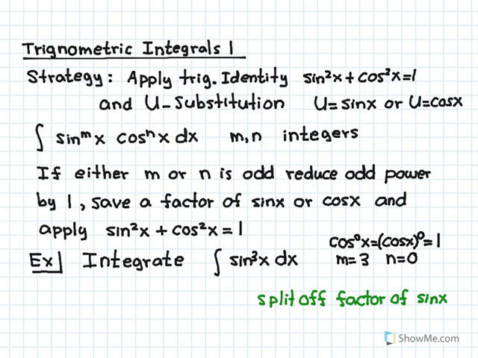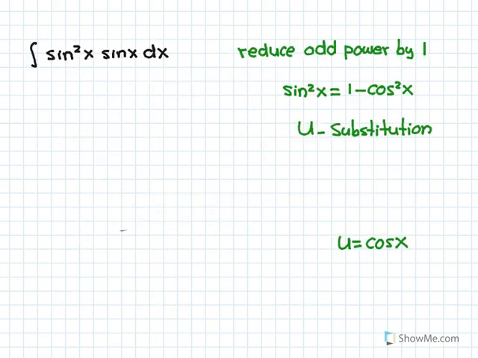Here we have a question: integrate sine cubed x dx. The first step is to split off a factor of sine x. So what we have is the integral of sine squared x times sine x dx. Now we're going to use a trig identity. We're going to express sine squared x in terms of cos squared x, and the reason for that is we can do a u-substitution afterwards. So we have the integral of 1 minus cos squared x, times sine x dx.